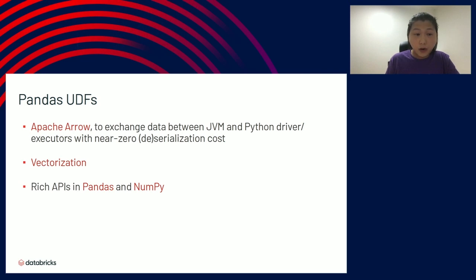In general, Pandas UDFs, like regular Python UDFs or Python RDD APIs, serialize the data and function from JVM to Python. In Pandas UDF specifically, it uses Apache Arrow with almost zero cost when they serialize and deserialize. Also, Pandas UDFs can perform vectorized operations in serialization, which improves the performance hugely. In addition, they allow you to use the set of rich APIs in Pandas and NumPy.